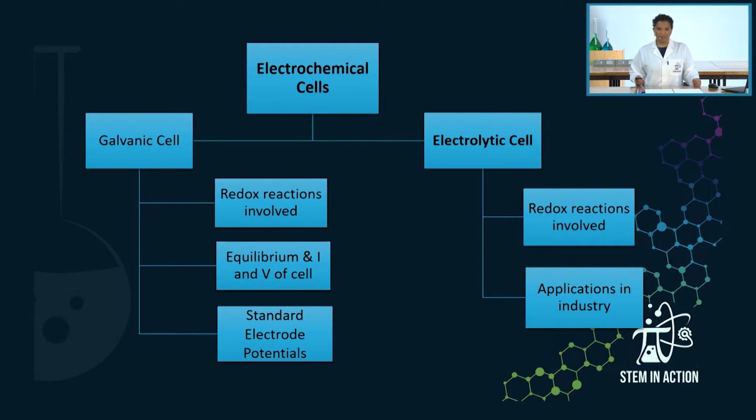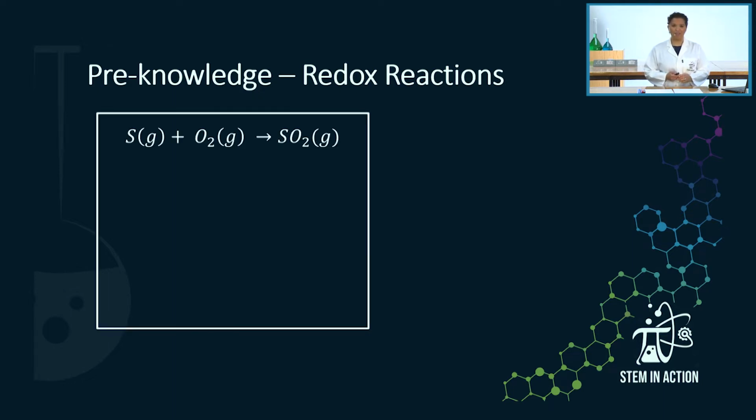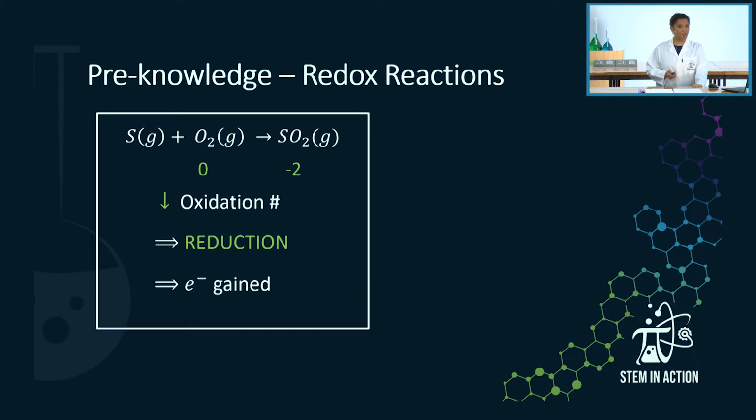But first we have to look at some of the pre-knowledge that we need to understand electrolytic cells. So we'll look at redox reactions. Let's consider the reaction between sulfur and oxygen to form sulfur dioxide. If we consider oxygen gas, its oxidation state is 0. When it reacts with sulfur, its oxidation state decreases to -2. This decrease in oxidation number reminds us of the word reduce or decrease, and so this process is called reduction. There is a gaining of electrons.